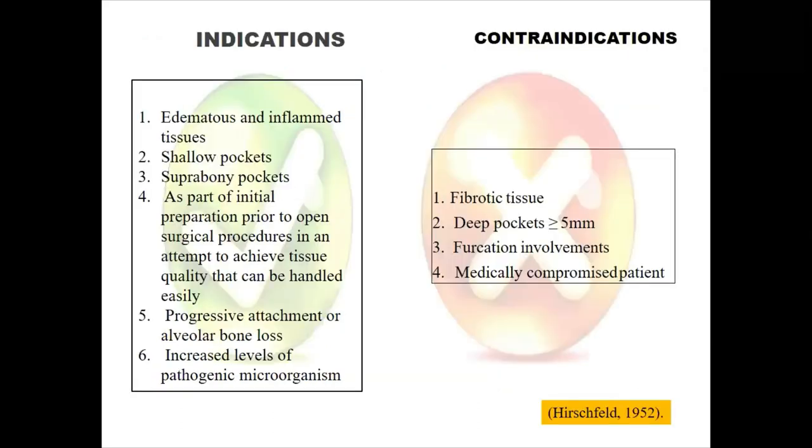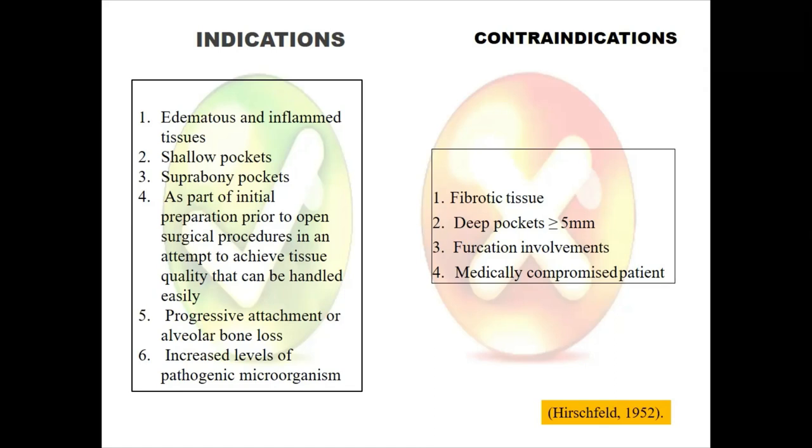So basically, talking about various indications and contraindications of gingival curettage, it can be used where edematous and inflamed tissues are present, in case of shallow pockets, suprabony pockets, as a part of preparation to open surgical procedure in an attempt to achieve tissue quality that can be handled easily. Let's say you are planning for a periodontal flap surgery procedure, and the tissue over there is pretty inflamed. You are doing scaling and root planing, still the condition is not getting resolved. In those conditions, you can very well start your gingival curettage procedure followed by your scaling and root planing. Then it can be done where progressive attachment or alveolar bone loss is there. And definitely it's a very proven procedure in order to bring down the bacterial load.